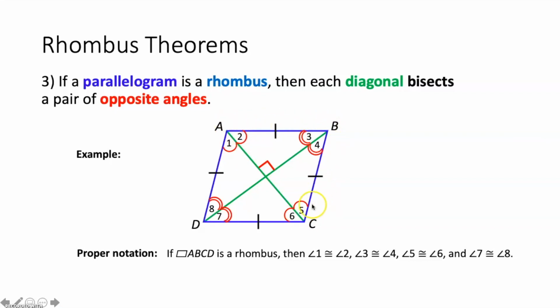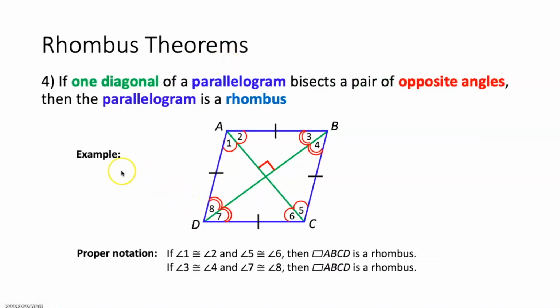Angle ABC over here is bisected by the diagonal segment BD, and that makes angle 3 and angle 4 congruent to each other. Angle BCD is bisected by the diagonal segment AC. That makes angle 5 and angle 6 congruent to each other. And same thing with angle CDA. It's bisected by the diagonal segment BD. That makes angle 7 and angle 8 congruent to each other. Again, we know this because parallelogram ABCD is a rhombus.